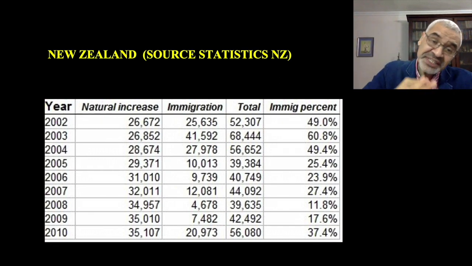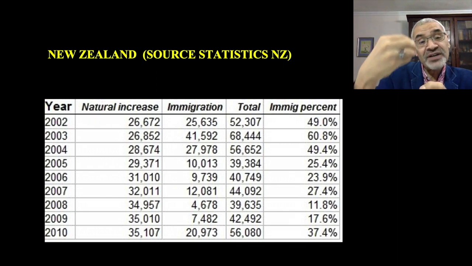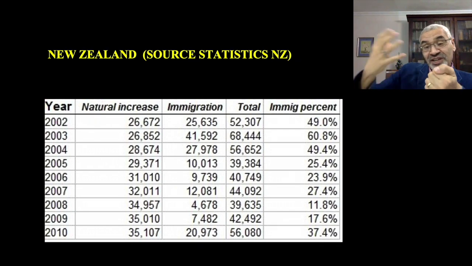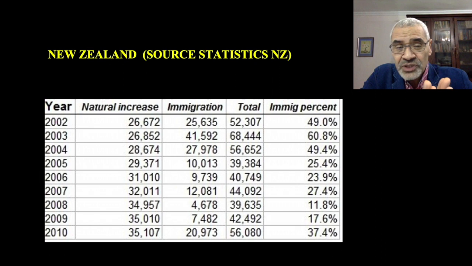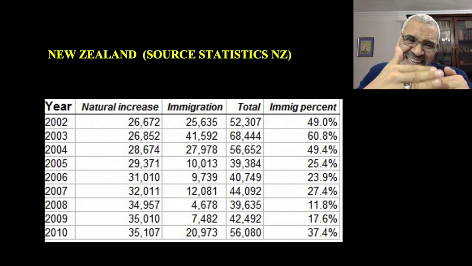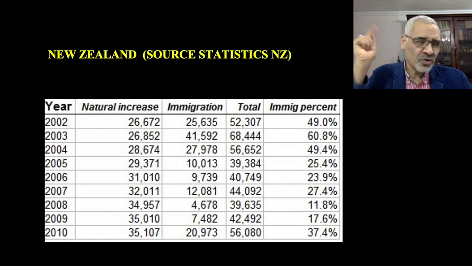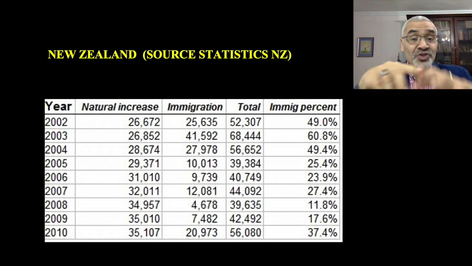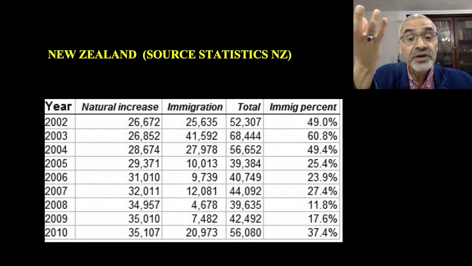So here we introduce the third element, which is migration, reflected in immigration, because this is an immigration country, a receiving country. For the year 2002, you can see that almost 26,000 is the difference between births and deaths, natural increase. So the population increased due to the interaction between births and deaths by 26,000, but it increased due to migration by almost the same amount, almost 25,000. So the total increase of the population of New Zealand in 2002 was 52,000.